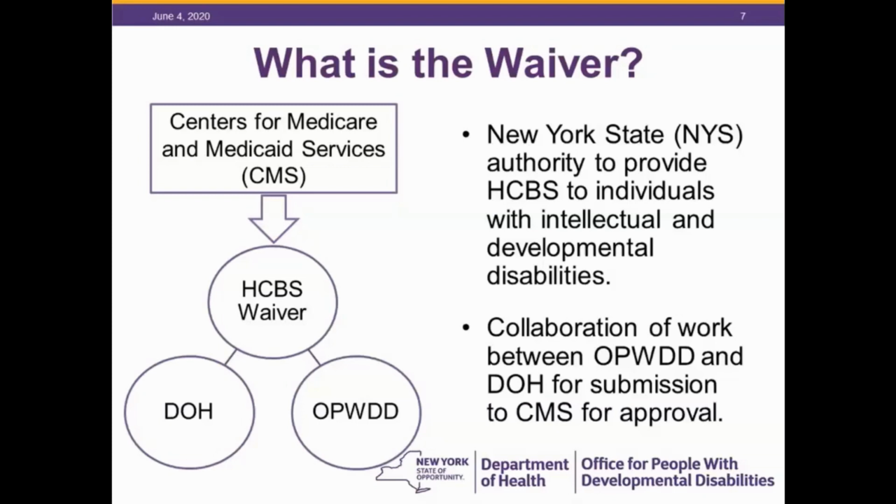In addition to that agreement with our federal partners, our waiver is administered by both the Office for People with Developmental Disabilities as well as the Department of Health. So it's a collaborative effort between OPWDD and the Department of Health. The Department of Health is sort of the administrative arm of things. OPWDD is sort of the operational arm of things.